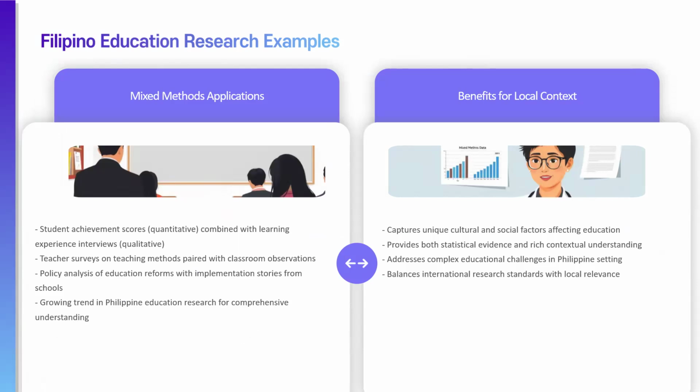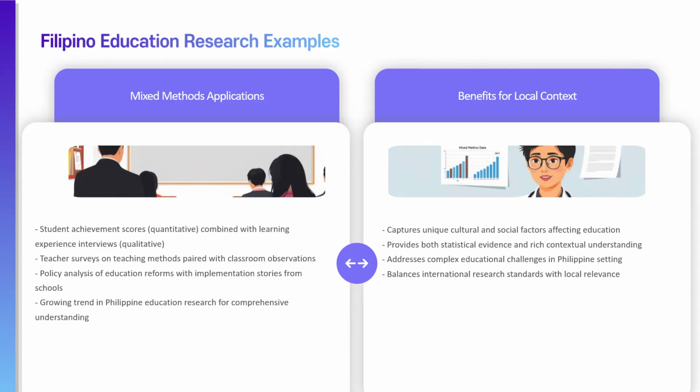Let me give you concrete examples of mixed method in Philippine education research because I want you to see how this works in your context. Example 1. You want to study student achievement in multilingual classrooms. Quantitative. Collect student achievement scores from standardized tests. Qualitative. Interview students about their learning experience. Together, you can show not just whether students in multilingual classrooms perform differently, but why and how their experience shapes their learning.